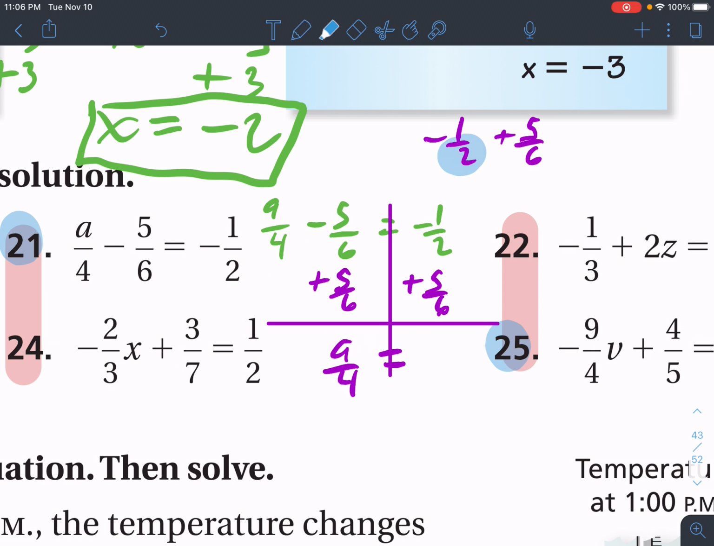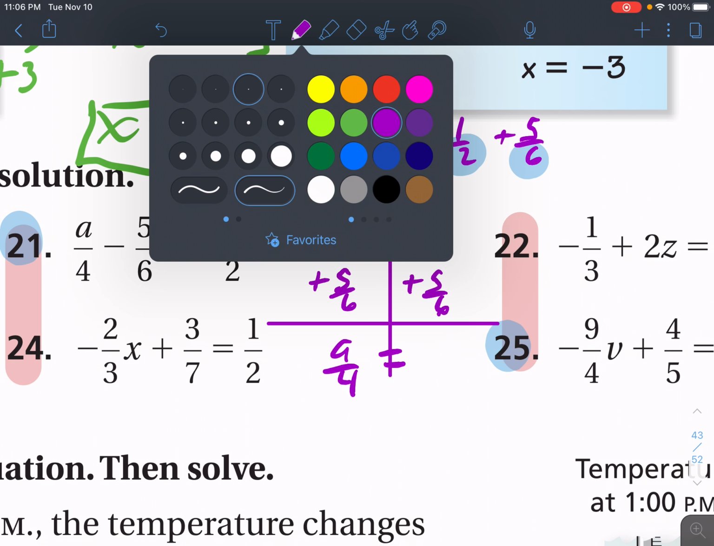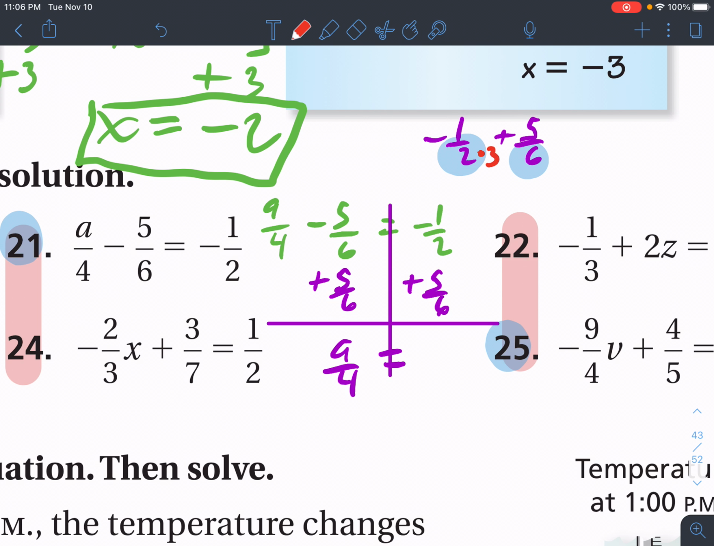Remember, I want common denominators. So what I'm going to do is manipulate the 2 to make it become a 6. That's going to get me negative 3 over 6 plus 5 over 6. The 6's stay the same. Top part, negative 3 plus 5, gets me 2. This works out a lot nicer.